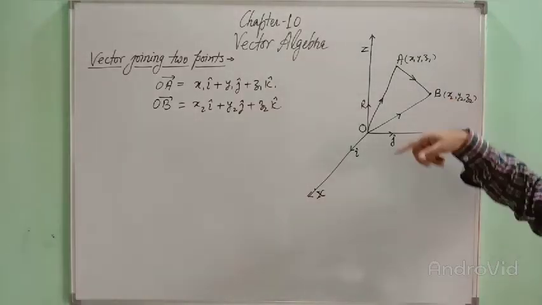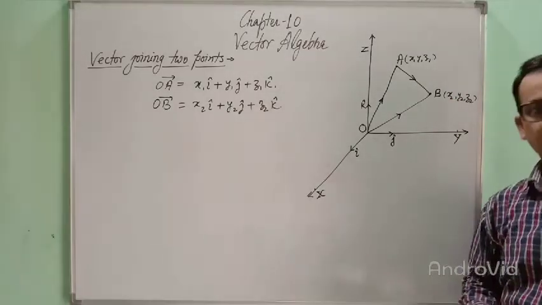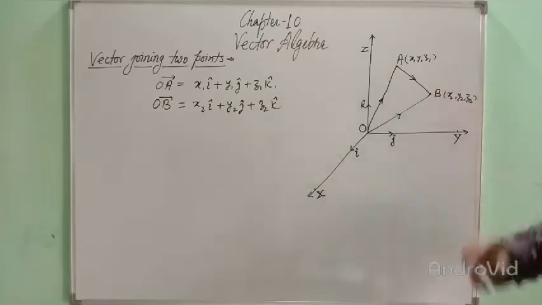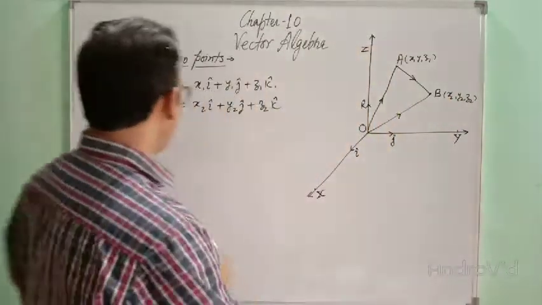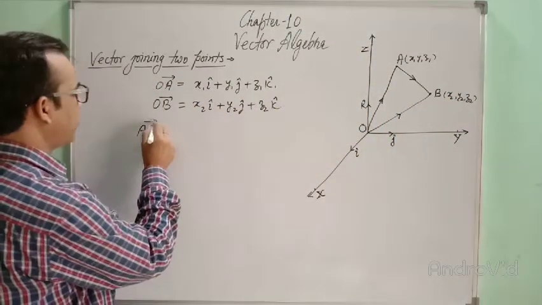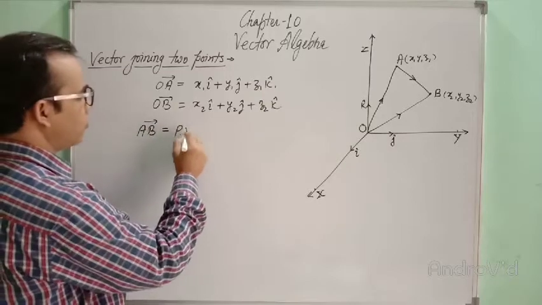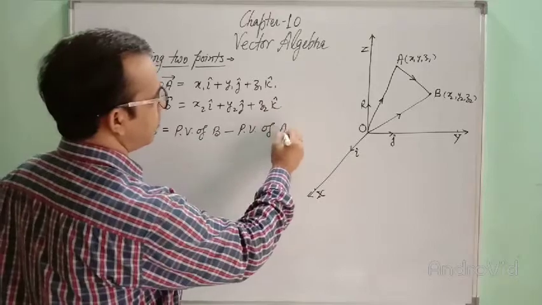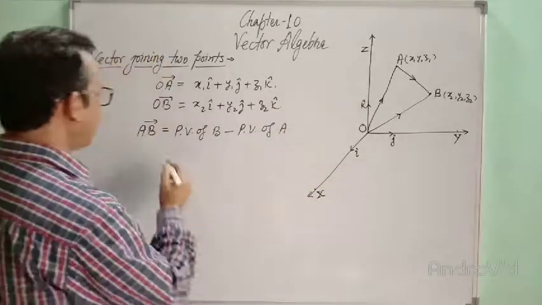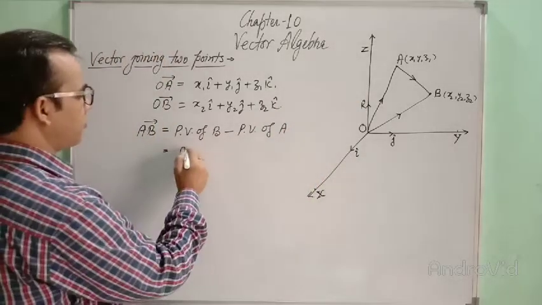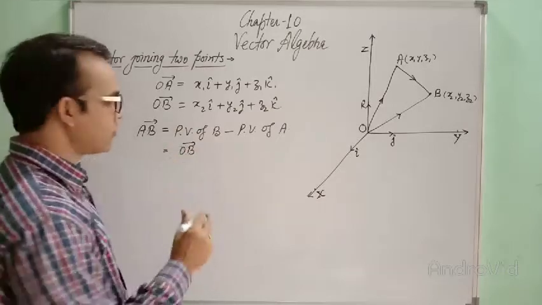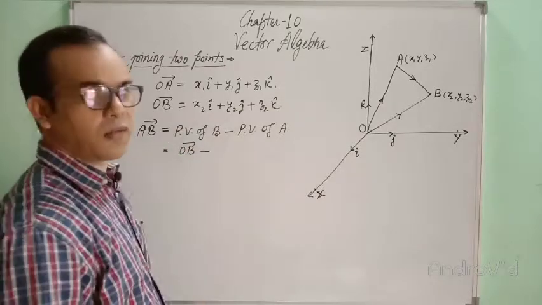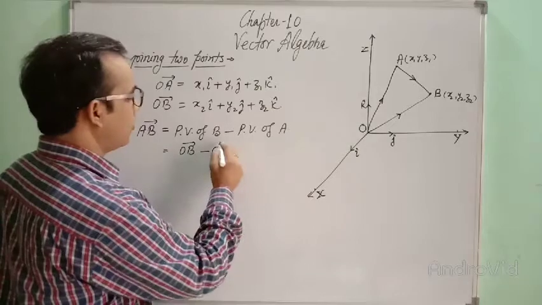So you know, by the triangular law of addition of the vectors, we can get the value of AB vector as AB vector equal to position vector of B minus position vector of point A. So here you see that the position vector of B point is OB vector and position vector of A is OA vector.